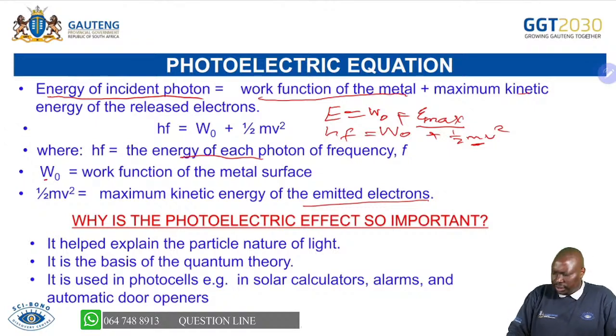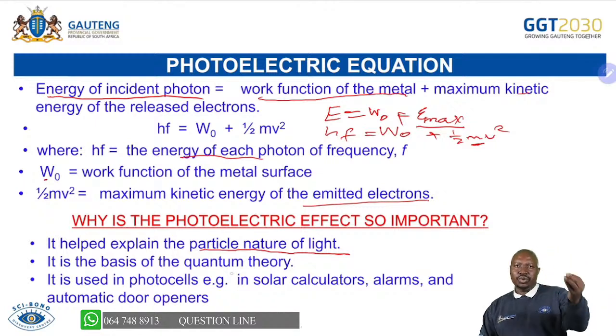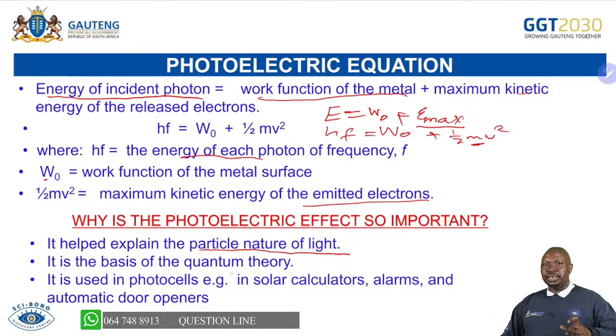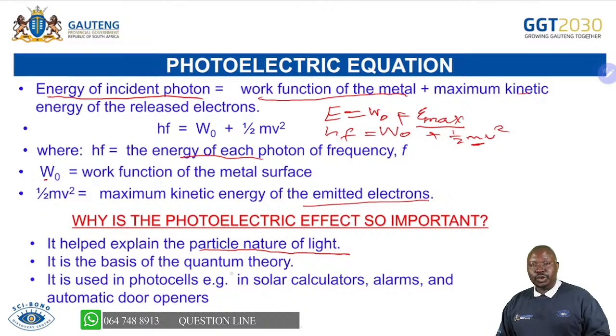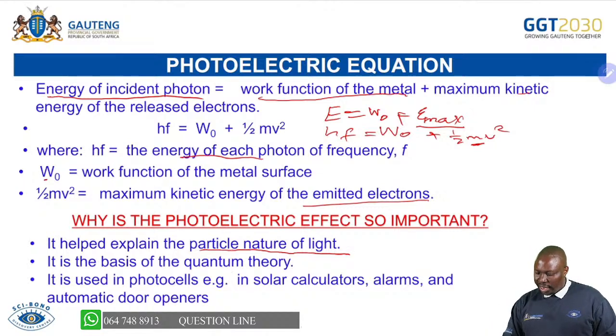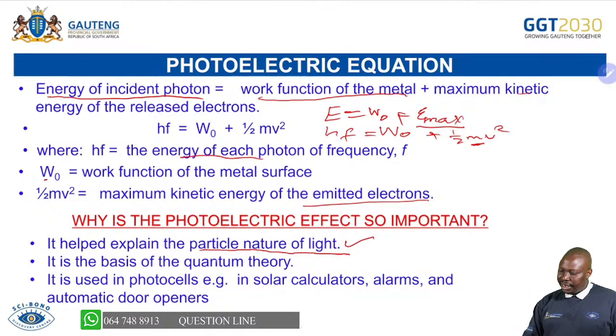Why are we doing what we are doing, sir? We're doing it because the photoelectric effect helps us to explain the particle nature of light. Remember, we said light can behave as a wave and light can behave as a particle. So this question, which is question 10, the last question of your question paper in paper 1, the photoelectric effect, helps us to explain the particle nature of light, and it is used as the basis for quantum theory.